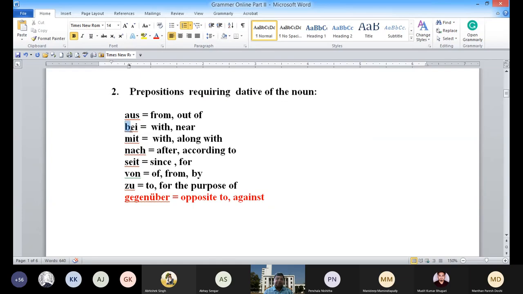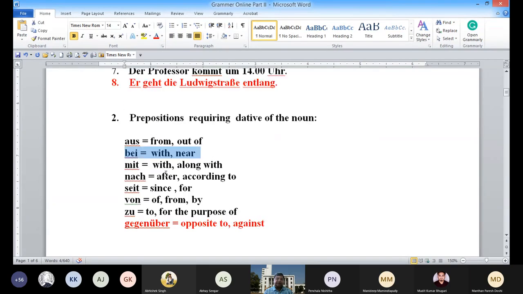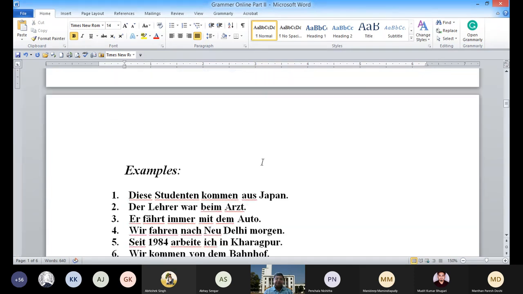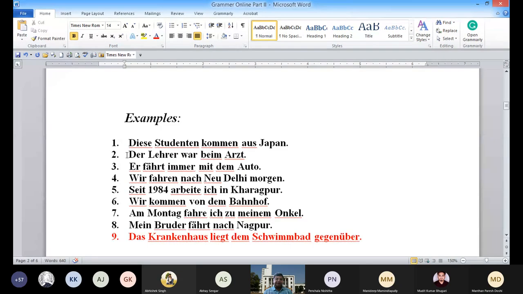Second one is "bei". Bei means with. And "mit" means also with. Now let me explain the meaning because one meaning is common. So what is the difference? Look at the example: "Der Lehrer war beim Arzt." Here "beim" is the combination of bei plus dem. In fact, sometimes prepositions and articles get combined and then they have a short form, beim, bei plus dem. "War" is the past form of the verb "is". War means was. The teacher was with the doctor.